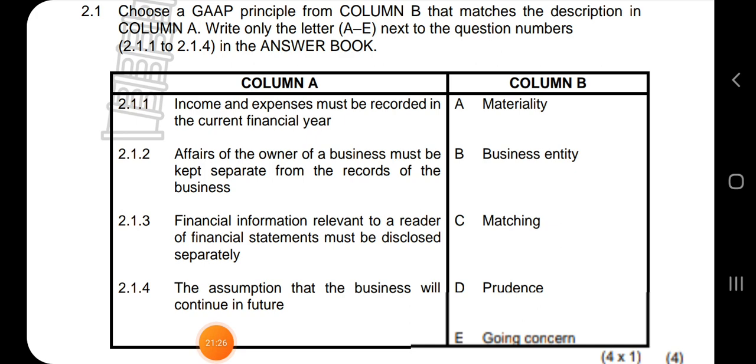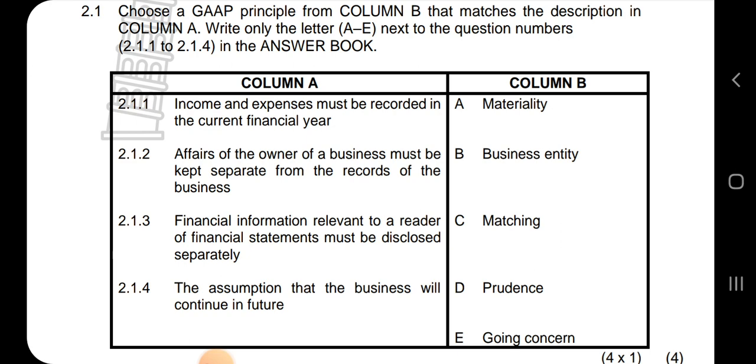So for the last question, we will do this one, and this will be the end of this question. Choose a GAAP principle from column B that matches the description in column A. Write only the letter A to E next to the question number, 2.1.1 to 2.1.4. So let's start. In column B, we have materiality, business entity, matching, prudence, and going concern.